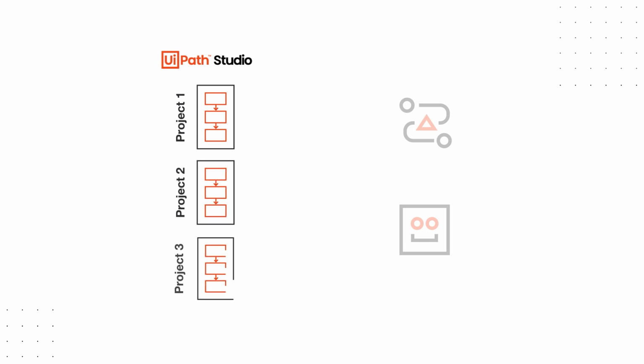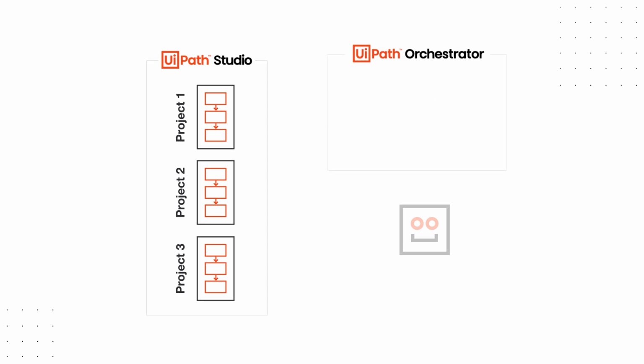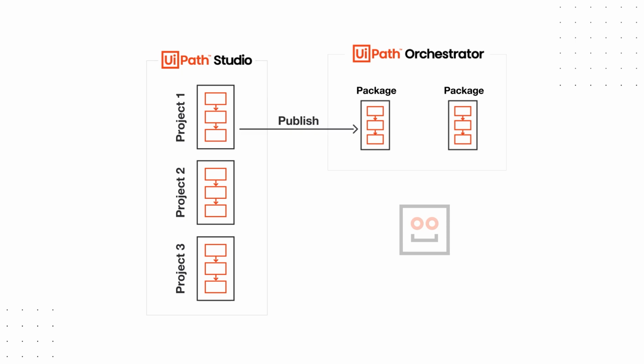RPA developers build automation projects using the Studio family to fulfill an automation need. These automation projects can then be published as NuGet packages, either locally or in Orchestrator. Automation projects published to Orchestrator are stored as packages, along with their versions. If an updated version of a project is available, it's then stored as a separate package in Orchestrator.